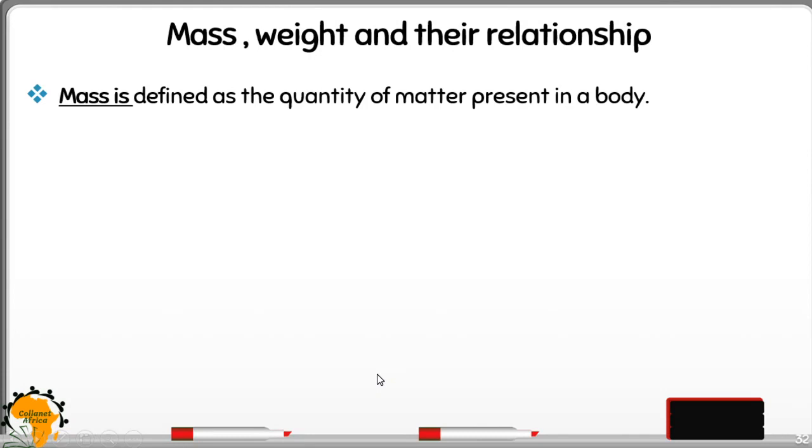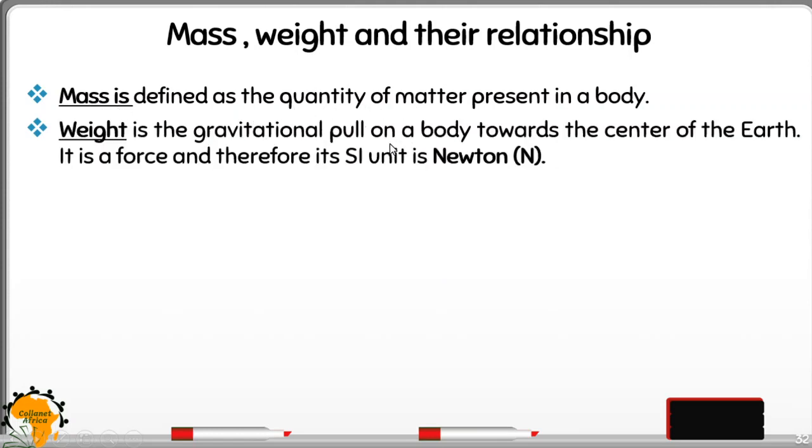Then we move to mass, weight, and their relationship. And we start with the definition of mass. As we have seen earlier, mass is defined as quantity of matter in a body. And we know that matter is anything that has mass and occupies space. So if you are able to subdivide and get all the particles in the body, then you are counting the mass, quantity of matter in a body.